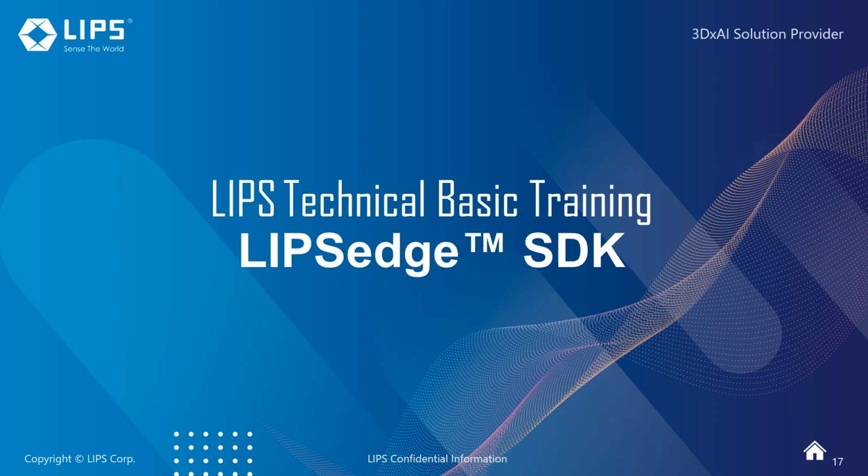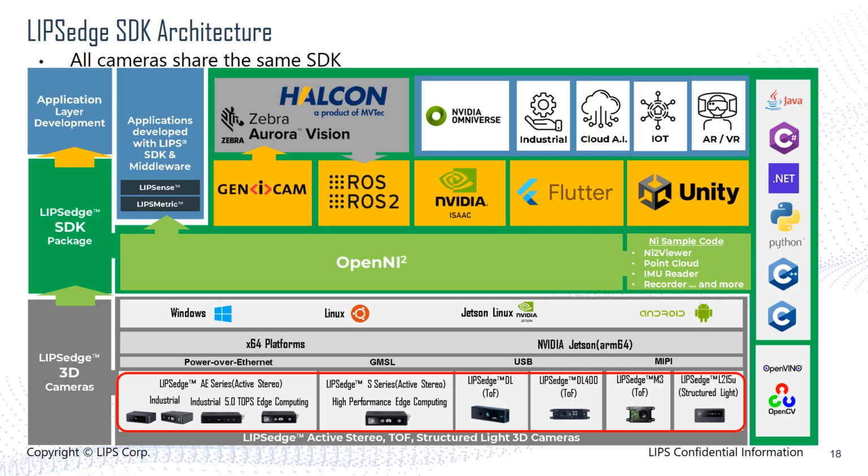Okay, let's get started with the LIPS Edge SDK and its steps to use its tools and maximize the potential of the LIPS Edge product portfolio. The LIPS Edge SDK starts from all the 3D cameras provided by LIPS. From active stereo from the AE series with Power over Ethernet connectivity, time-of-flight cameras with the DL and M3 series, and the L series for the structured light technology with USB connectors.